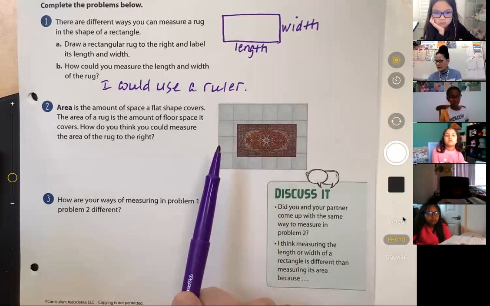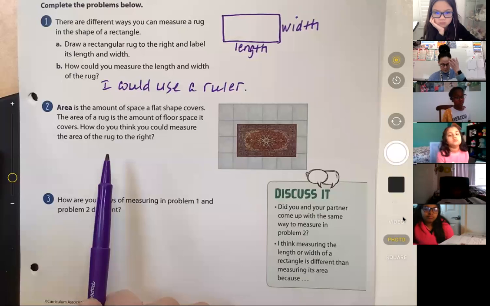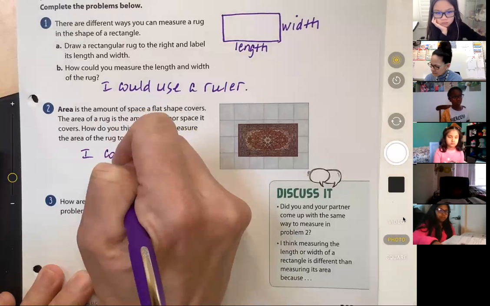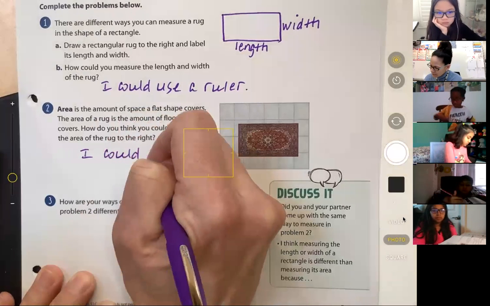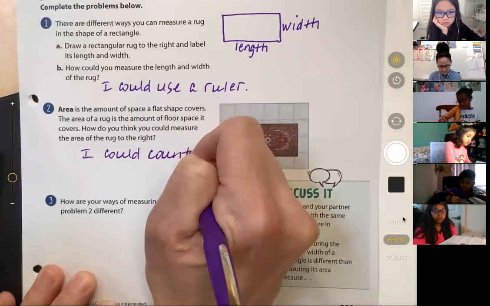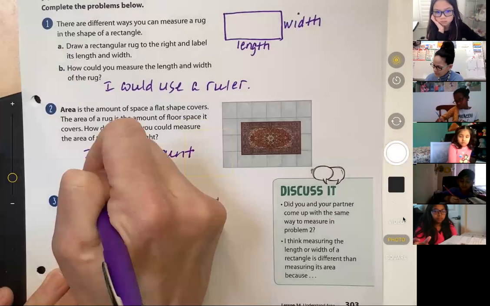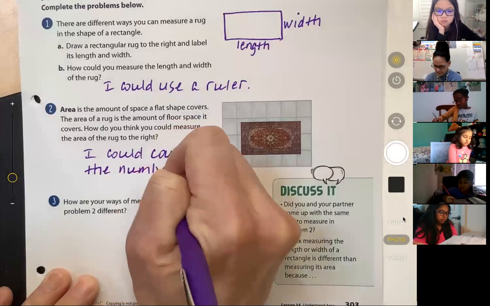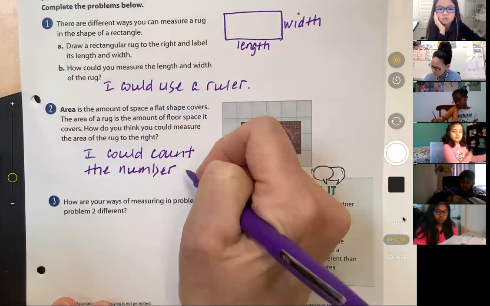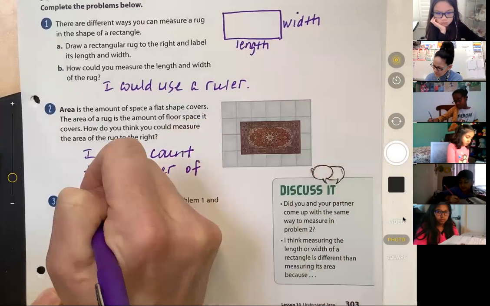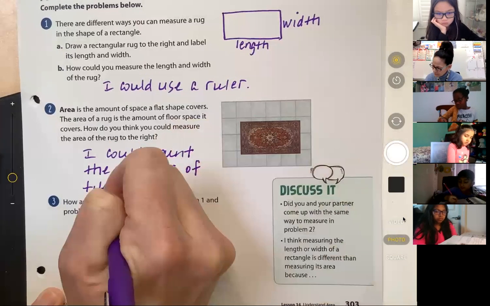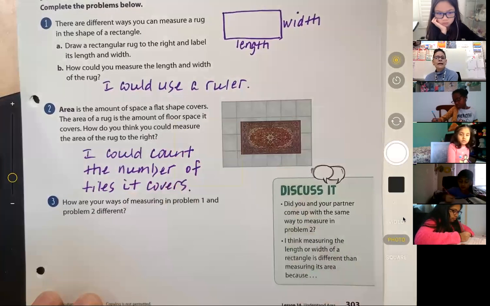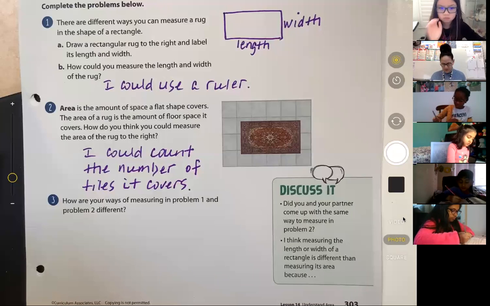So what could you put here for the answer to number 2? You can say, I could count the number of tiles it covers. I could count the number of tiles it covers.